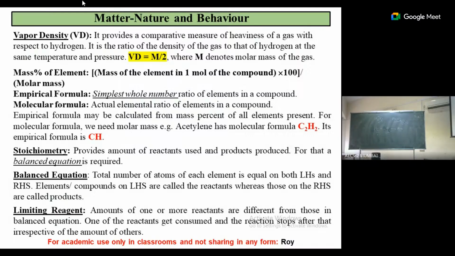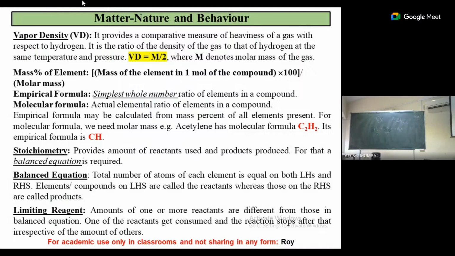गलत लिखा हुआ है, अरे, divided by molar mass इधर लिखा है, ठीक है. So mass of the element present in one mole divided by molar mass, total mass of the one mole, into 100. So कितना element है एक मोल में divided by total molar mass and into 100, that gives you the mass percent of the element. Empirical formula किसको बोलते हैं? Empirical formula is defined as the simplest ratio of elements present in a compound.